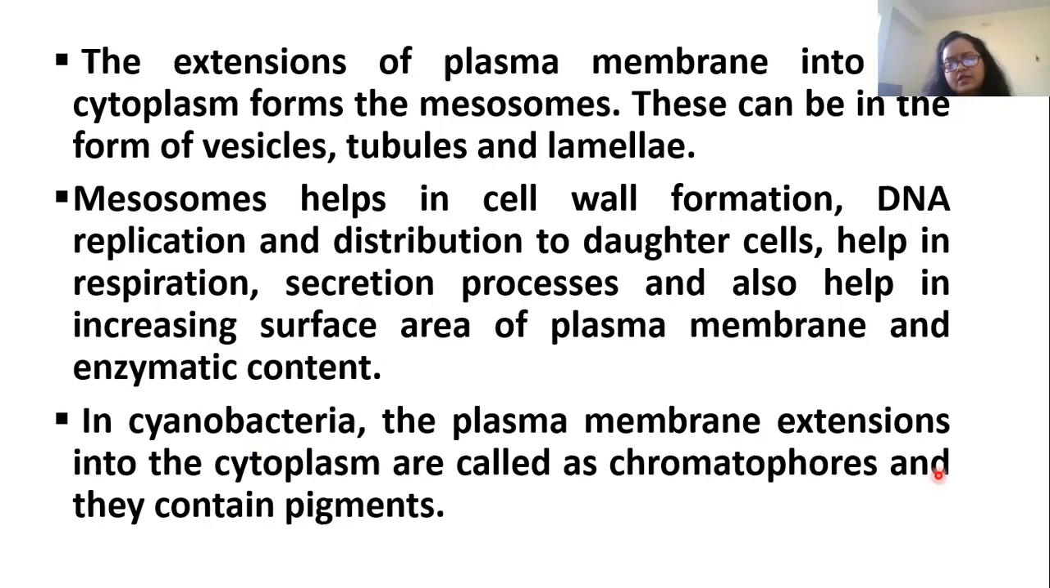In cyanobacteria, the plasma membrane extensions into the cytoplasm are called chromatophores. So in some bacteria they are called mesosomes, where their function is different, while in cyanobacteria these extensions of the plasma membrane into the cytoplasm are called chromatophores. Chroma means color. So these contain the chroma, or we can say color-containing pigments, which in cyanobacteria are responsible for their various colors.